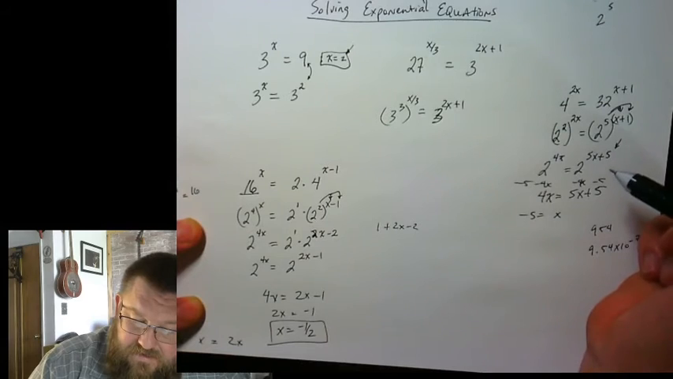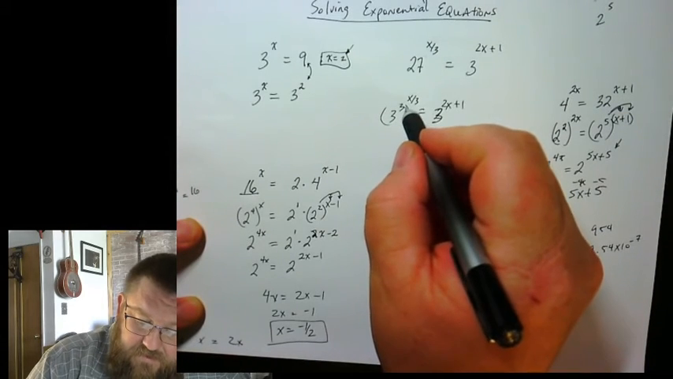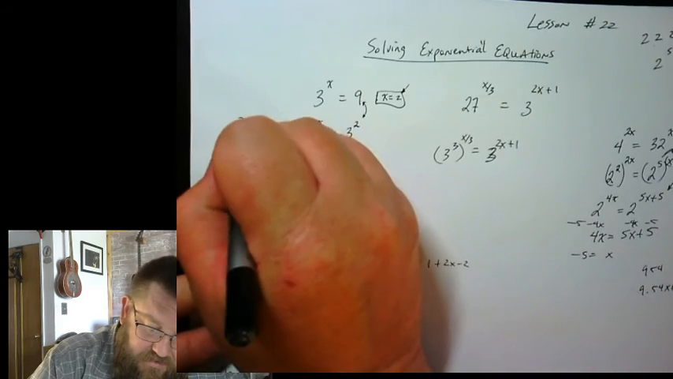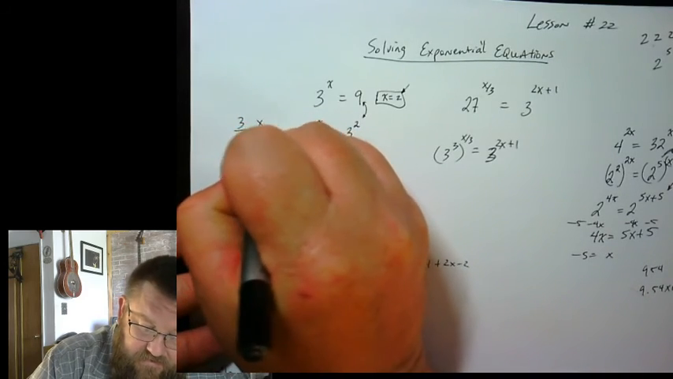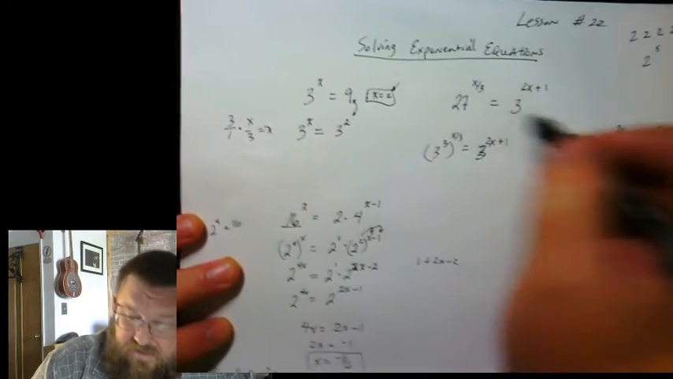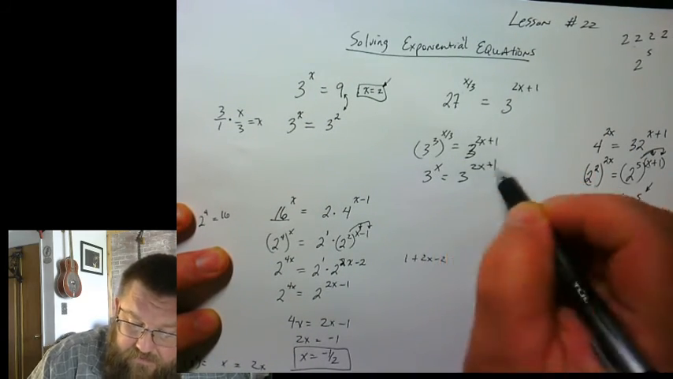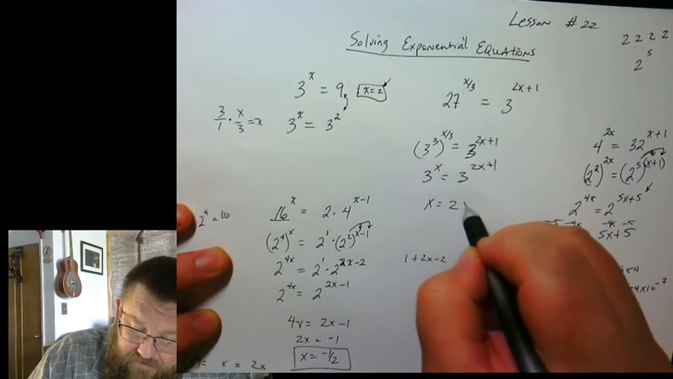Is that what you got? So now we have to multiply these together, right? 3 times x over 3. So 3 over 1 times x over 3. Isn't that just equal to x? So this is 3 to the power of x equals 3 to the power of 2x plus 1. Bases are the same. Set those exponents equal.